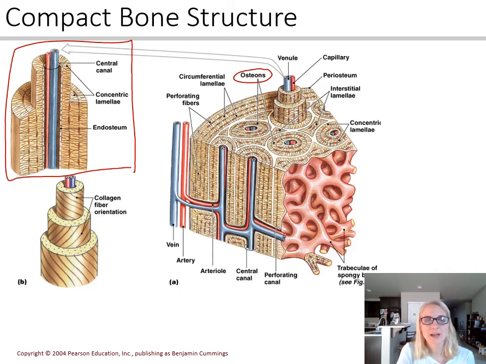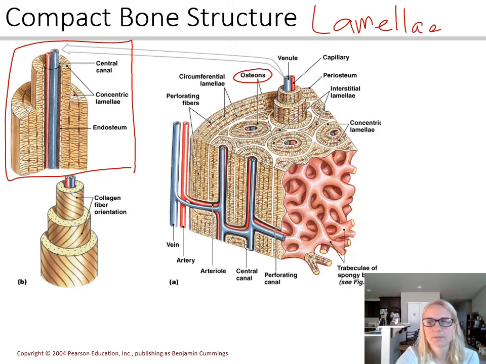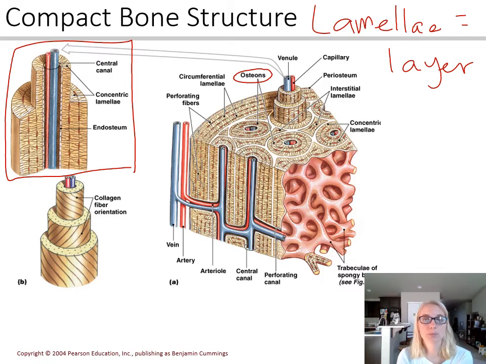And then surrounding that central canal are layers of bone matrix. The word that we use for layer is lamellae, or lamella for one layer, lamellae for multiple layers. It just means layer. We saw that with the lamellated corpuscles in your skin, just many layers for that sensory neuron that was associated with deep pressure. So multiple layers of the matrix around the central canal make up an osteon.